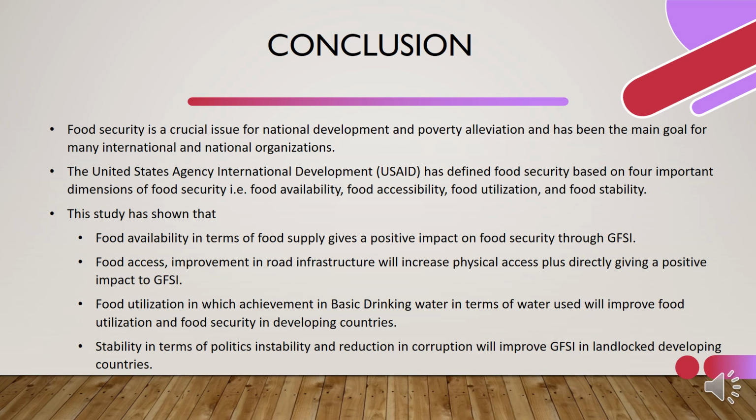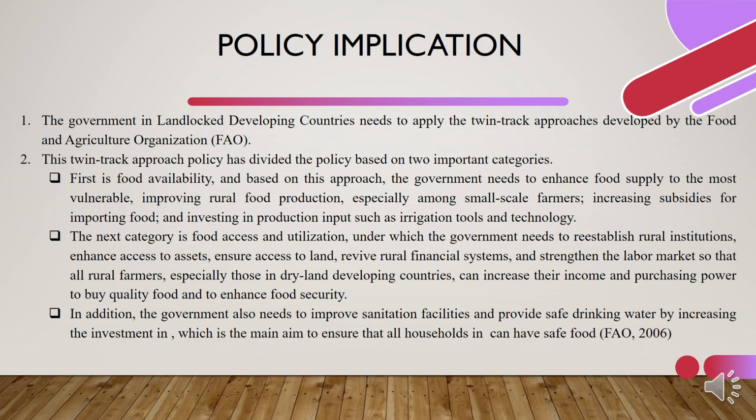And finally, for stability, in terms of political stability and reduction in corruption, it will improve GFSI, especially in landlocked developing countries. For the policy implication, the government in landlocked developing countries needs to apply a twin track approach developed by the FAO. This twin track approach divides the policy into two important categories.